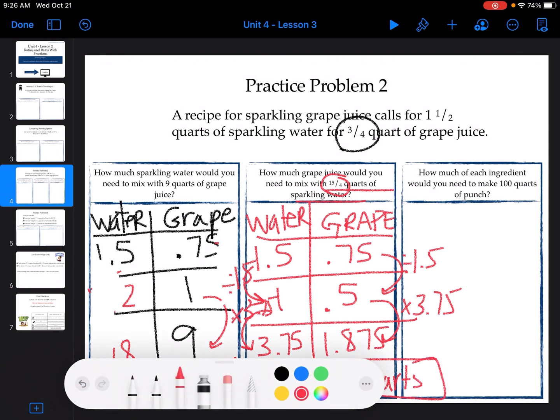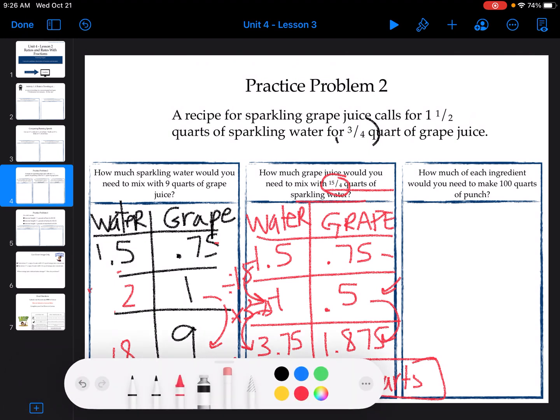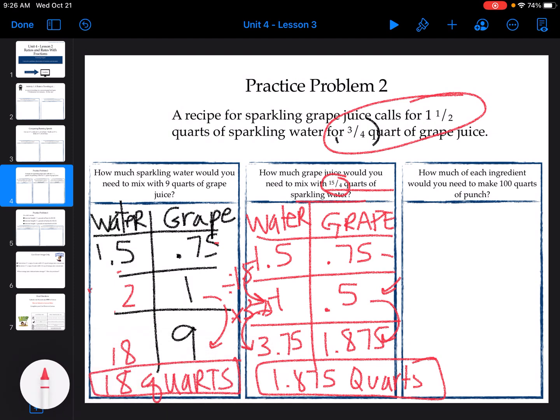I'm going to erase this junk out of the way. Okay, so now they want to know how much of each ingredient I would need to make 100 quarts of punch. Well, if I want 100 quarts total of punch, I have to figure out how much total punch I have here. So 1.5 plus 0.75 is going to give me 2.25. So I have to figure out how I'm going to get to 100 from 2.25.